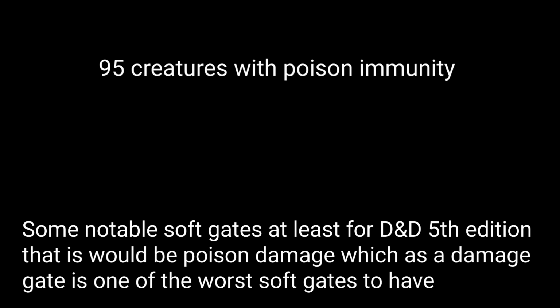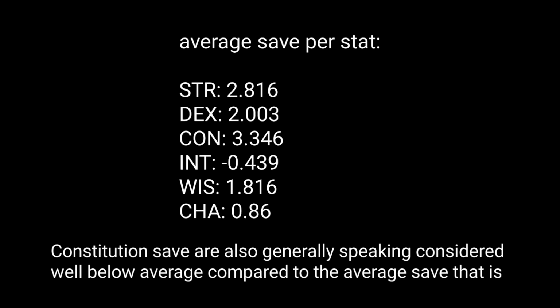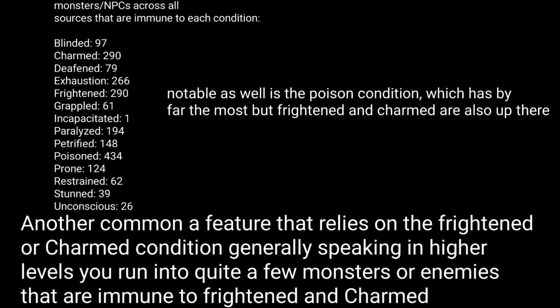Some notable soft gates, at least for D&D 5th edition, would be poison damage, which as a damage gate is one of the worst soft gates to have. Constitution saves are also, generally speaking, considered well below average compared to the average save. Another common soft gateway would be a feature that relies on the frightened or charmed condition, as, generally speaking, in higher levels, you run into quite a few monsters or enemies that are immune to frightened and charmed.